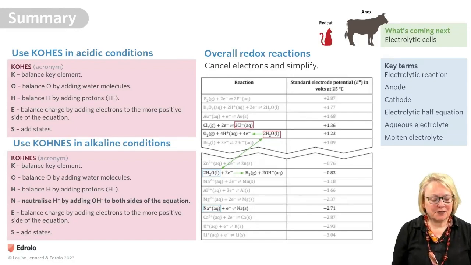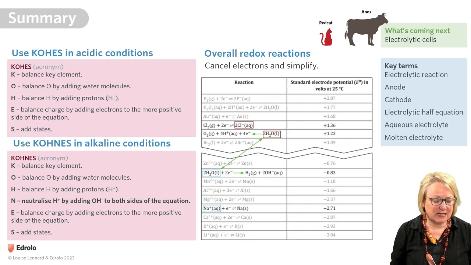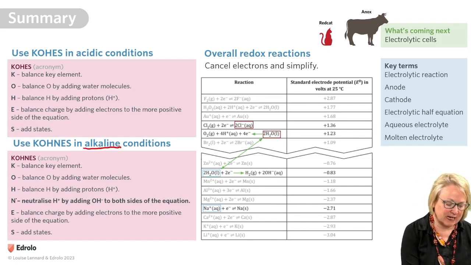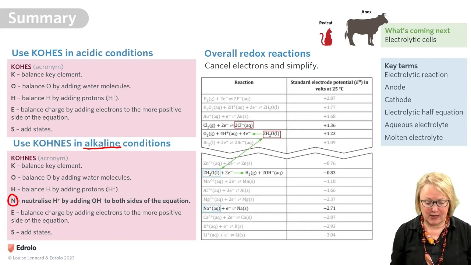Okay, so we can use half equations in acidic conditions where we look for the key element, balance oxygens by adding water, balance hydrogens by adding protons, balance charge by adding electrons to the more positive side and adding states. In alkaline conditions, we can add in an extra step where we neutralise the protons or hydrogen ions by adding hydroxide ions to both sides of the equation. When we're balancing overall redox reactions, we want to cancel electrons and simplify. And that might mean simplifying the number of protons or hydrogen ions and the number of water molecules.